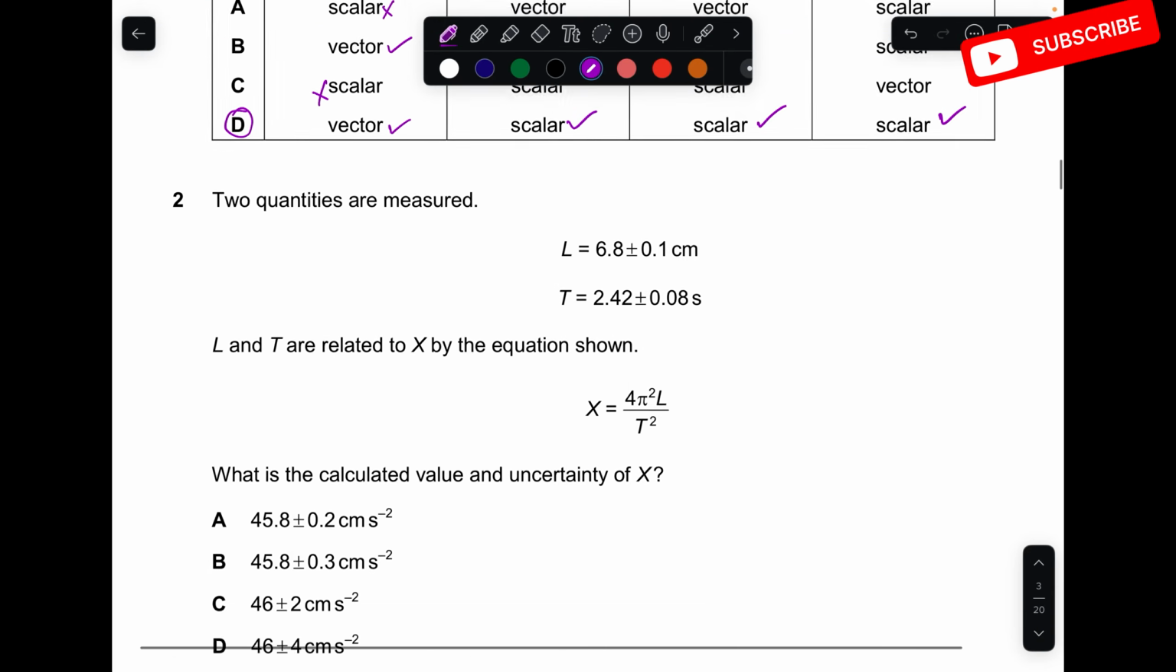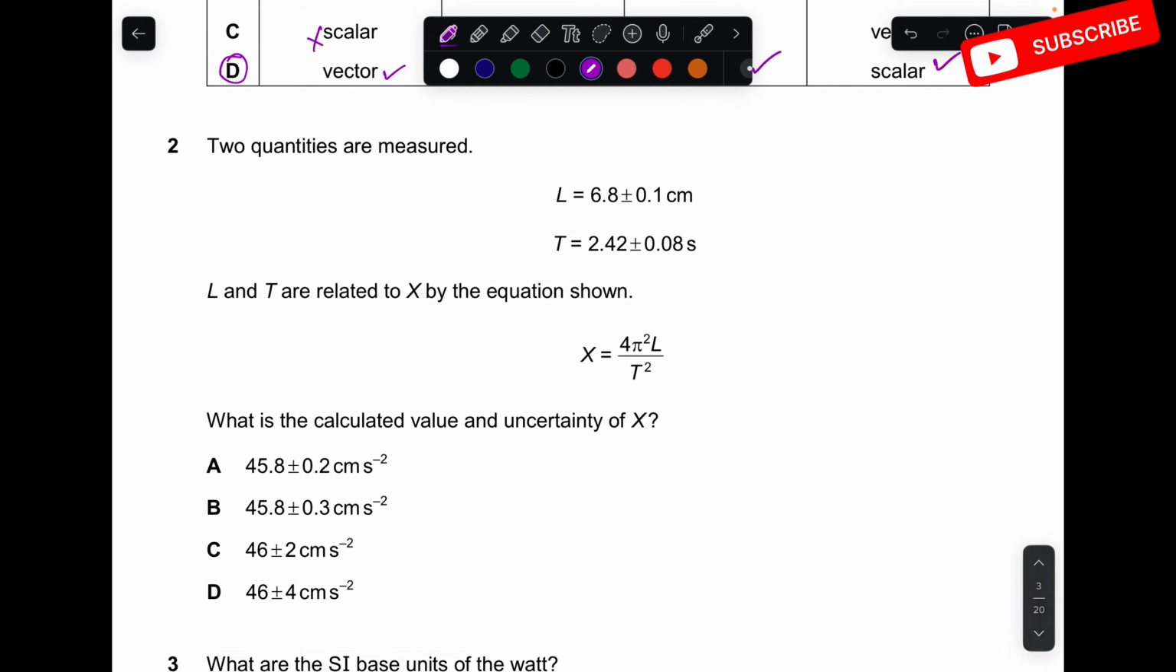Okay, good. In question 2, two quantities are measured. L and T are related to X by the equation given. What is the calculated value of the uncertainty? So what you have to focus on for the uncertainty are these two quantities. 4 and pi are the constants. First, let's find the value of X because we are going to need it.